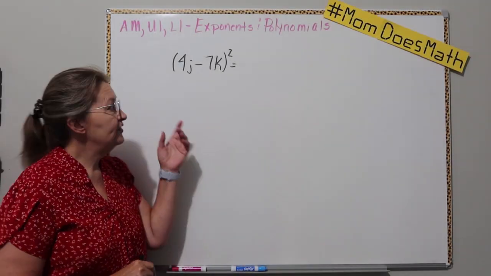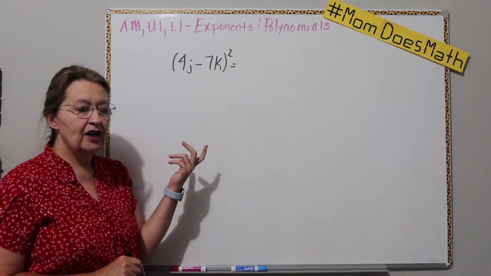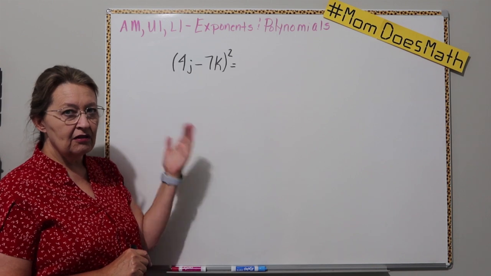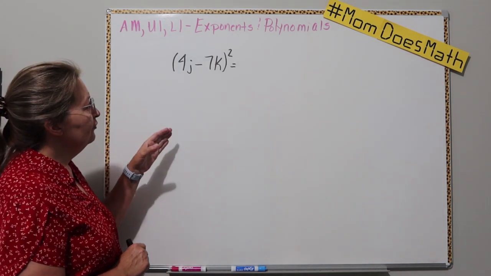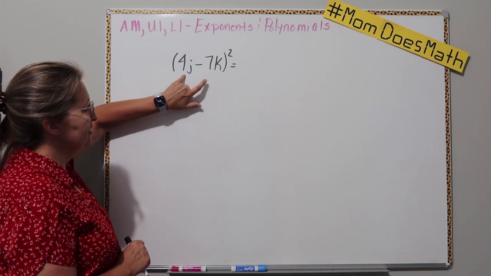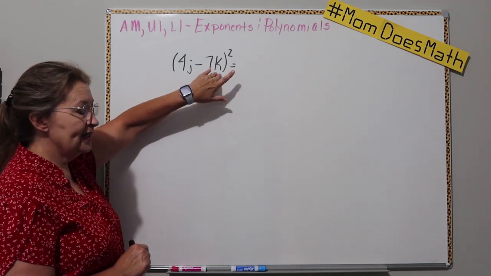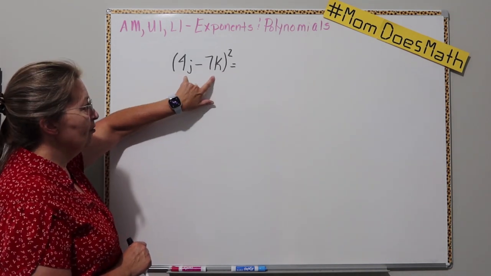Let's look at example 15. We have 4j minus 7k all squared. This is actually a binomial expansion problem, and you see this a lot on standardized tests, so let's pay close attention. If your first instinct is just to square each term and come up with 16j squared minus 49k squared, you are wrong.